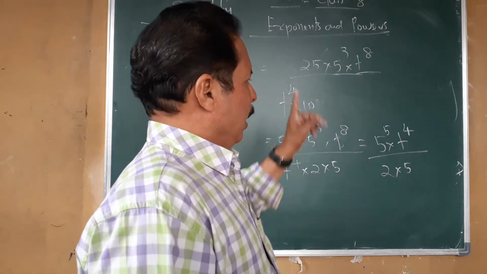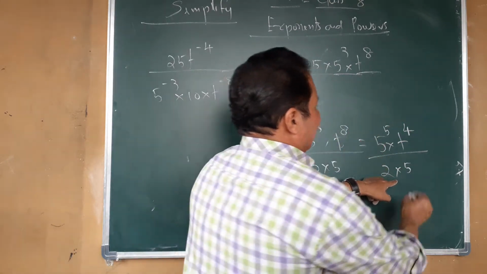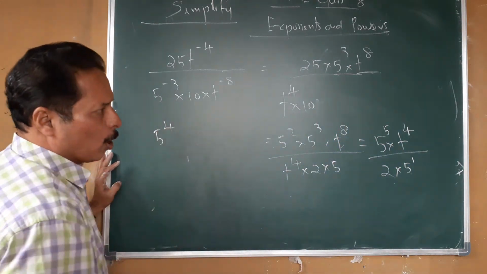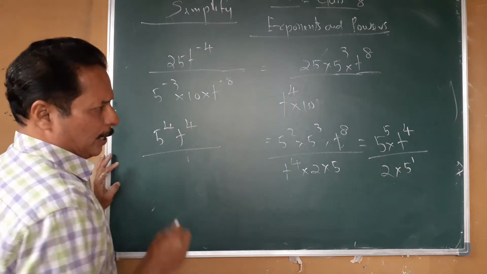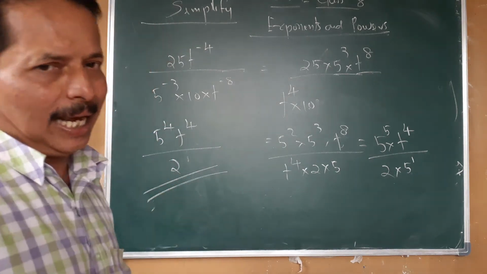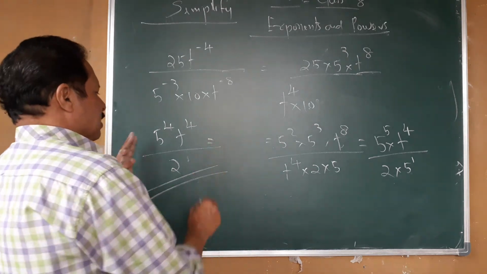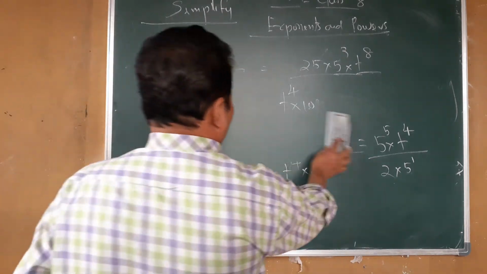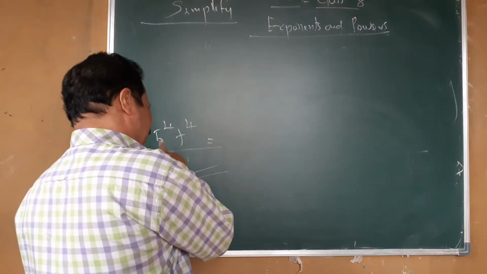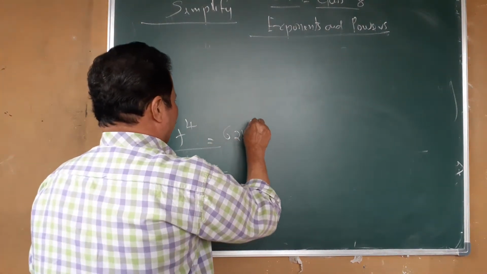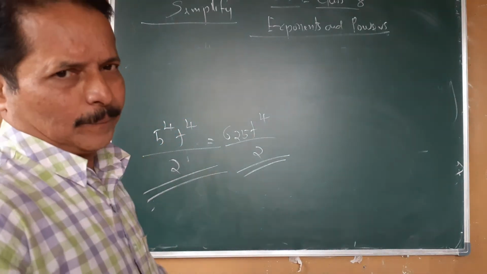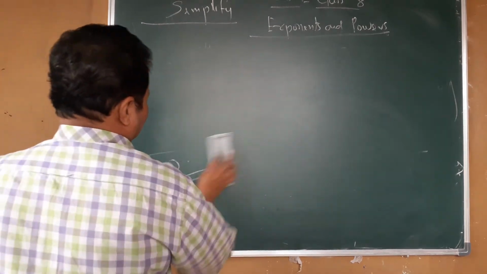Is it clear? Now 5 raised to 5 by 5 raised to 1 equal to 5 raised to 5 minus 1, 4. T raised to 4 in the numerator, 2 in the denominator. That is the final answer. If you calculate 5 raised to 4, that is 5 into 5 into 5 into 5, it is 625 t raised to 4 divided by 2. So, better you put it here. Okay?